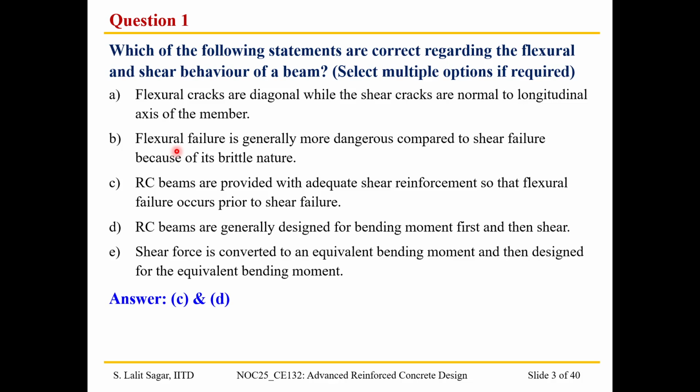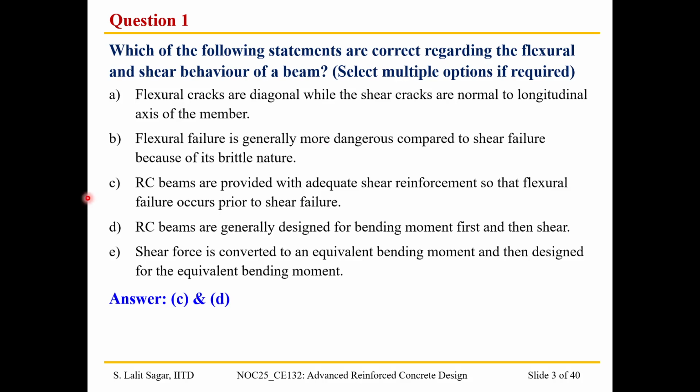In the second statement, compared to the flexural failure, shear failure is more brittle and more dangerous because the shear failure occurs without sufficient deformations and it can happen instantaneously compared to the flexural failure. So again, the words are interchanged, and the flexural failure is more ductile in nature, whereas the shear failure is more brittle in nature. So statement B is also incorrect.